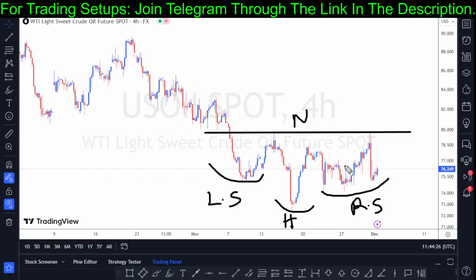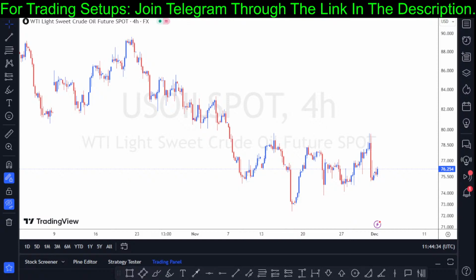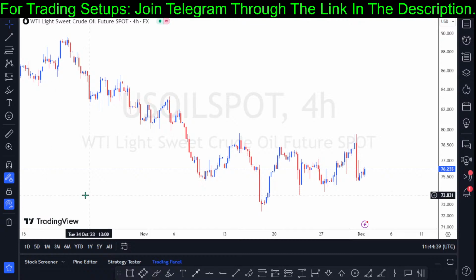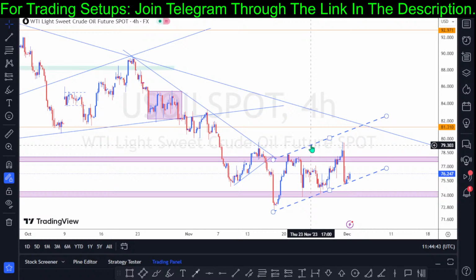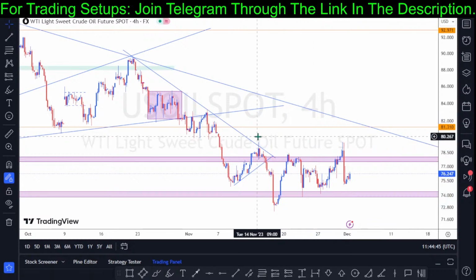Although the right shoulder right here is yet to be formed, so we are still hoping for price to gravitate up to break right here and continue the uptrend. And then again, I can see another potential setup right here, which I want to share with you guys. I have another potential setup right here. So right here, I can see a potential what we call an ascending triangular formation.